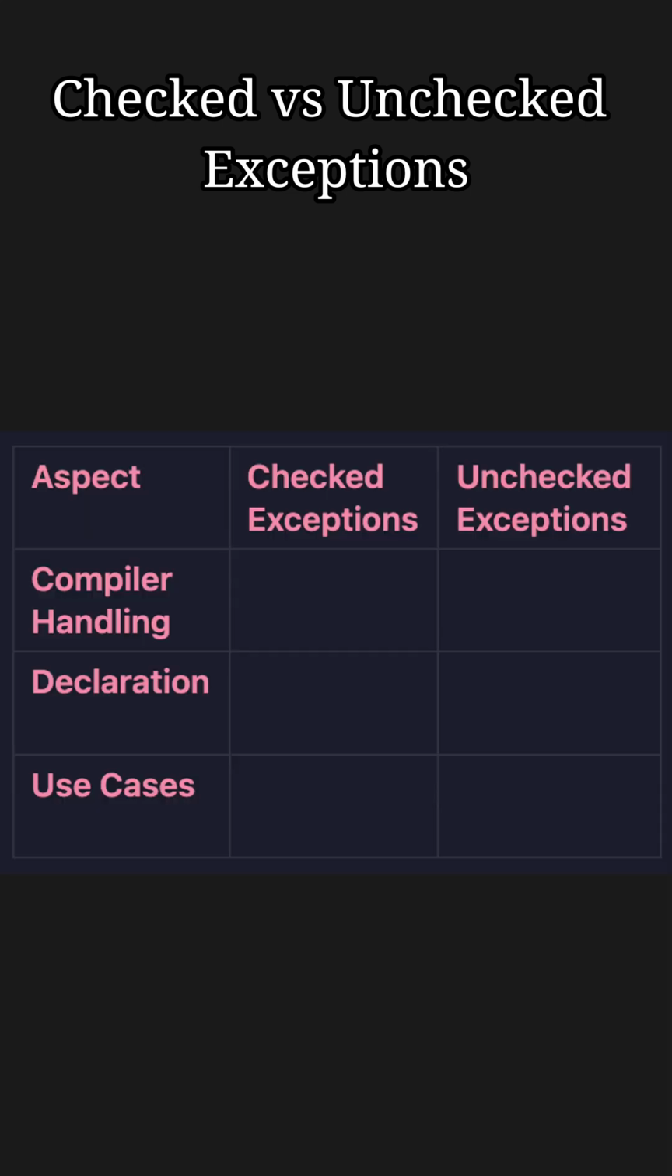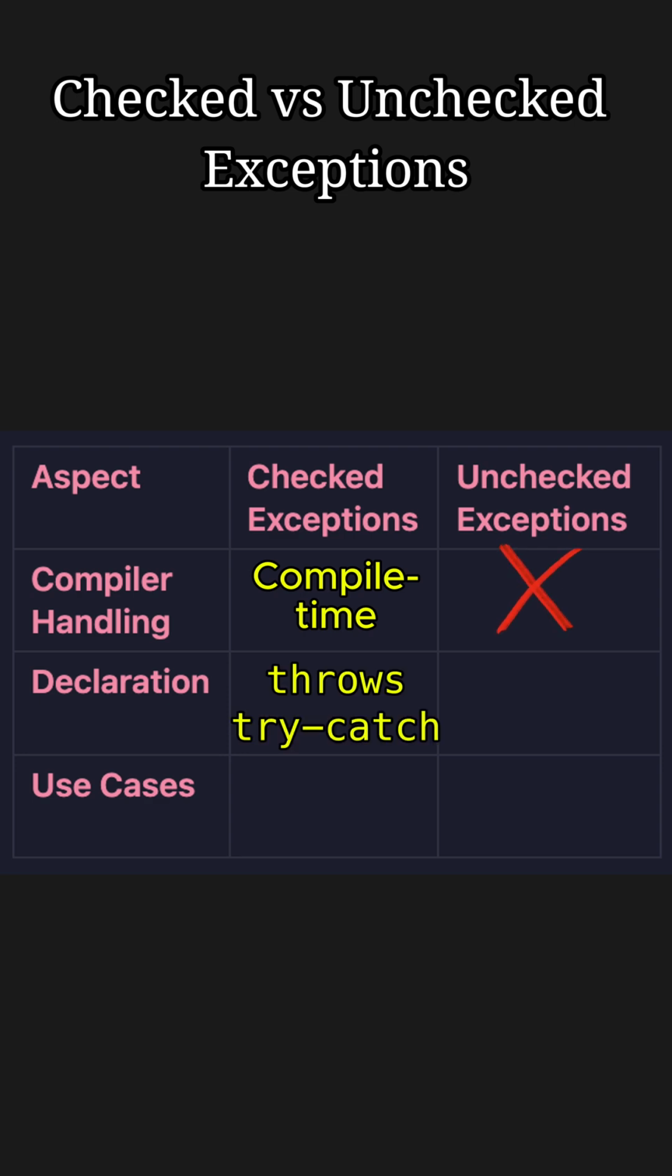So to summarize, the key differences between checked and unchecked exceptions are, checked exceptions are verified at compile time, while unchecked exceptions are not. When it comes to declaration, checked exceptions must either be declared using the throws keyword or handled in a try-catch block, while unchecked exceptions don't require explicit handling.